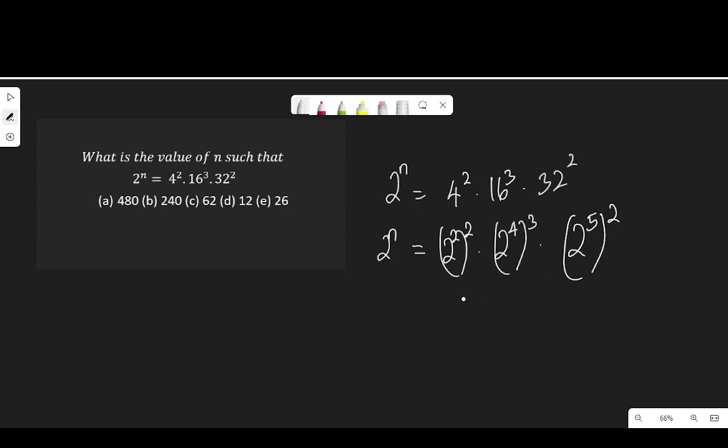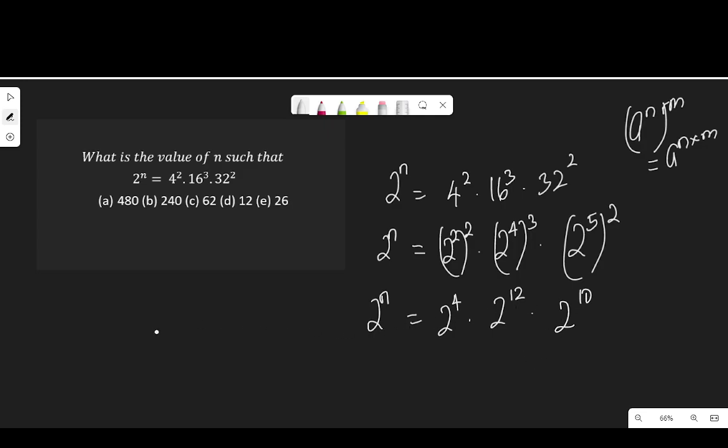So now, if we apply the law of indices that says a to the power of n to the power of m equals a to the power of n times m, if we apply the law on the right hand side, we have 2 to the power of n equal to 2 to the power of 2 times 2, that is 2 to the power of 4, multiplied by 2 to the power of 4 times 3, which is 12, multiplied by 2 to the power of 5 times 2, 10.